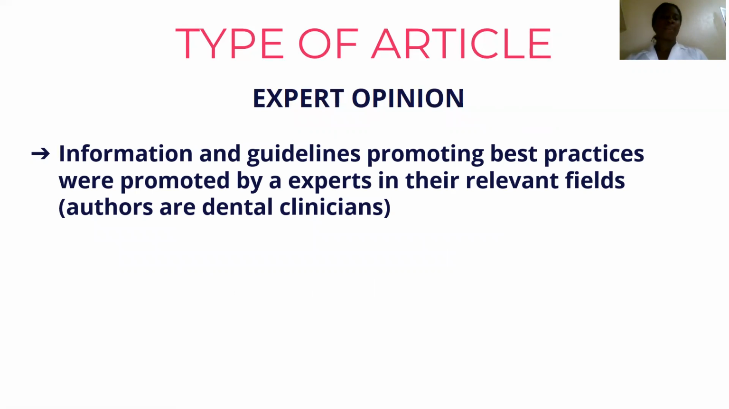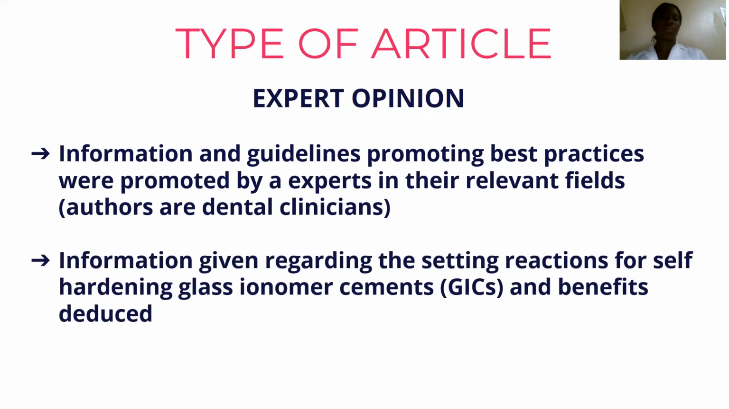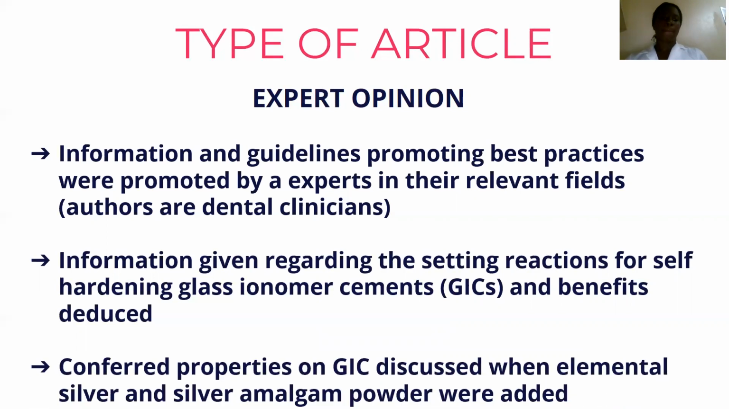Now, an example of information that would have been presented by these experts included that of the setting reactions for self-hardening glass ionomer cements, as well as discussion of the benefits deduced. Another example of information that was given out by these experts would be the conferred properties on glass ionomer cements when elemental silver and silver amalgam powder were added.